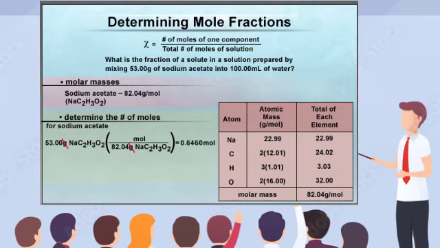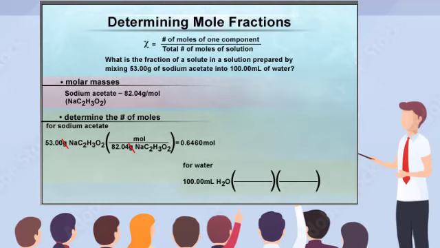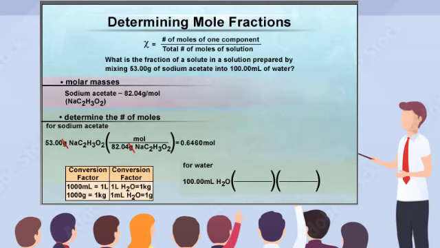The number of moles is 0.6460. Next, convert 100 milliliters of water to moles of water. Remember that the density of water is 1 gram per milliliter. Therefore, the conversion factor equating 1 milliliter of water to 1 gram of water can be used because 1,000 milliliters equal 1 liter and 1,000 grams equal 1 kilogram.